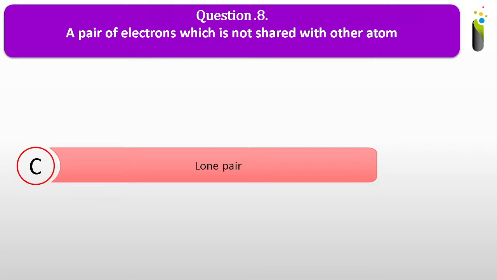Okay. So the answer to question number 8 is C. A pair of electrons which is not shared with other atom is C, that is the lone pair.